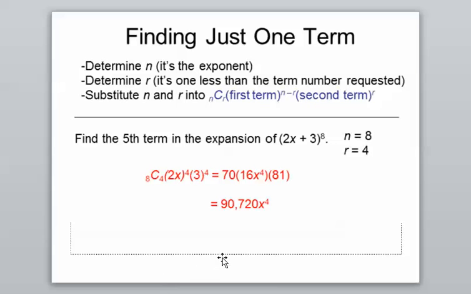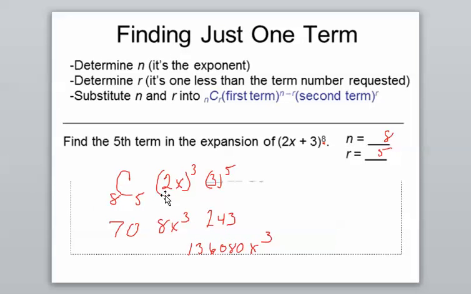Whoops, what did I get wrong there? Oh, didn't even read my own propaganda here, did I? r is one less than the term that's requested. I'm sorry. So if we're requesting the 5th term, I need to take the 5 minus 1, make it a 4. And that would make this one a 16.